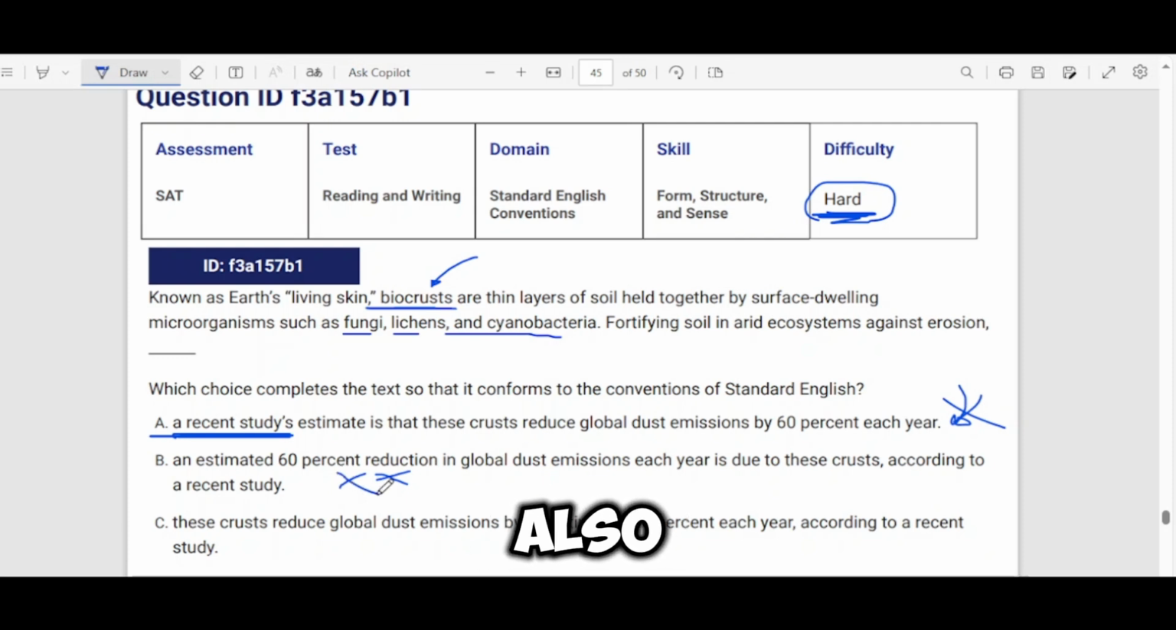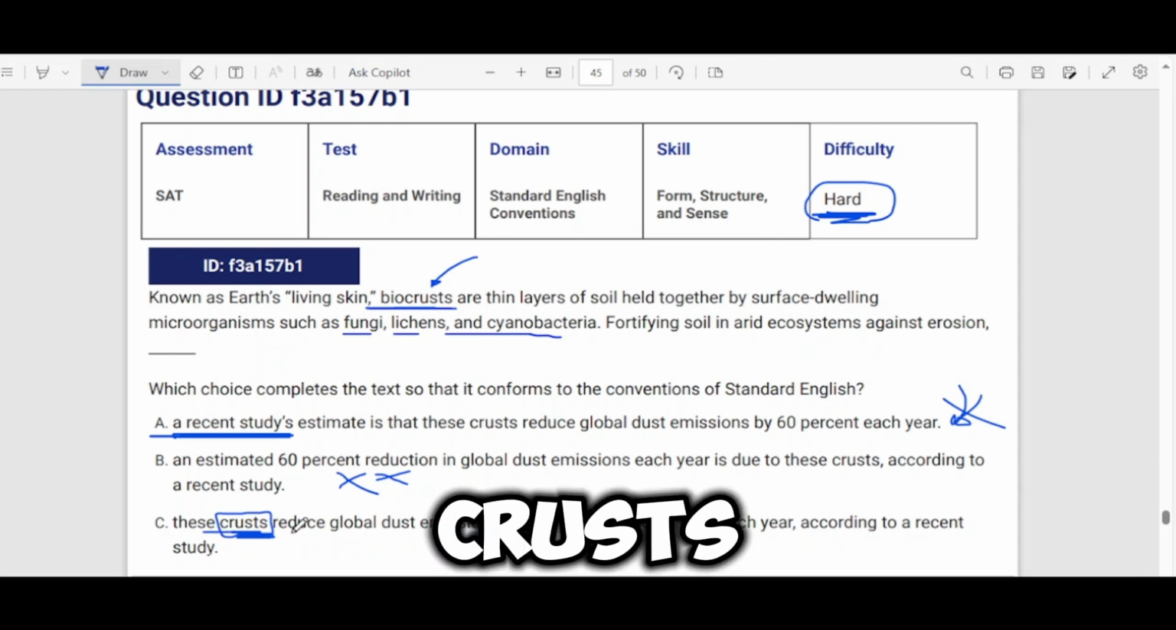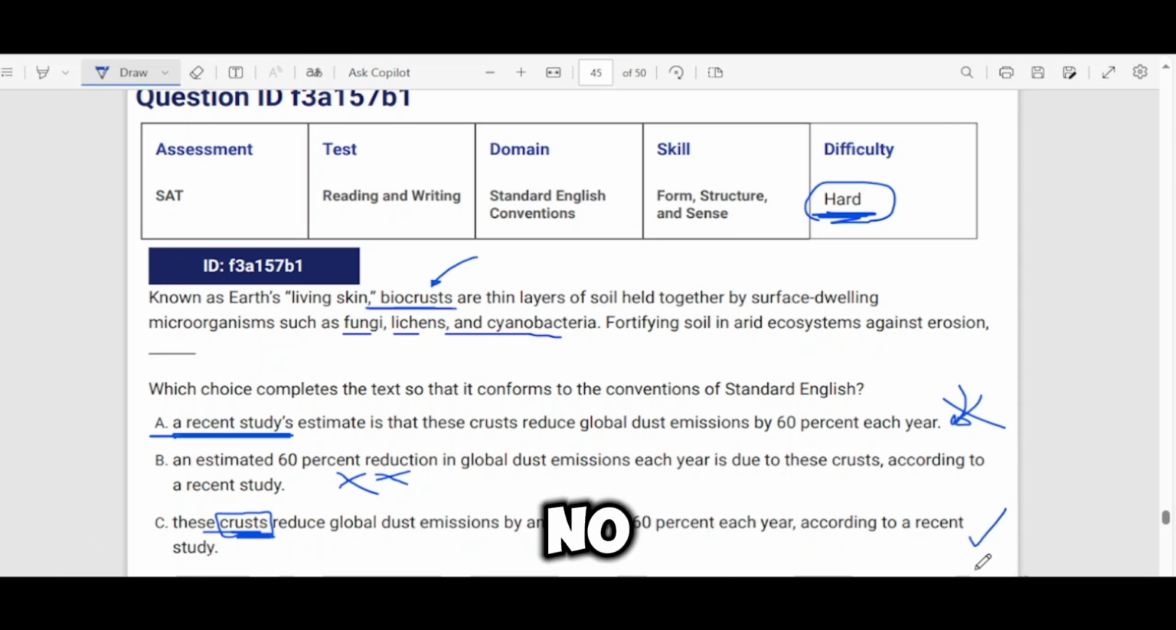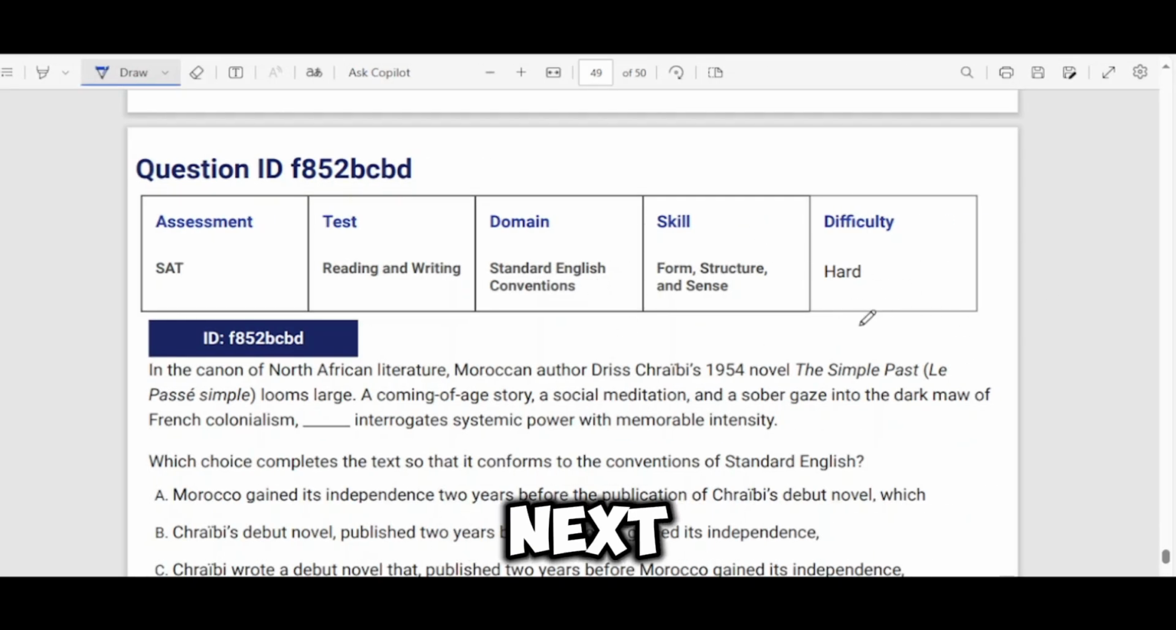This one's also incorrect. These crusts. Now this is talking about the crusts. Now this is correct. These crusts reduce global dust emission by an estimated 60% each year, according to a recent study. So this one's correct. A recent study has estimated that these crusts. No, this is also wrong. We're not talking about the study here. We're talking about the crusts. All right. Alright, so moving on to the next example.